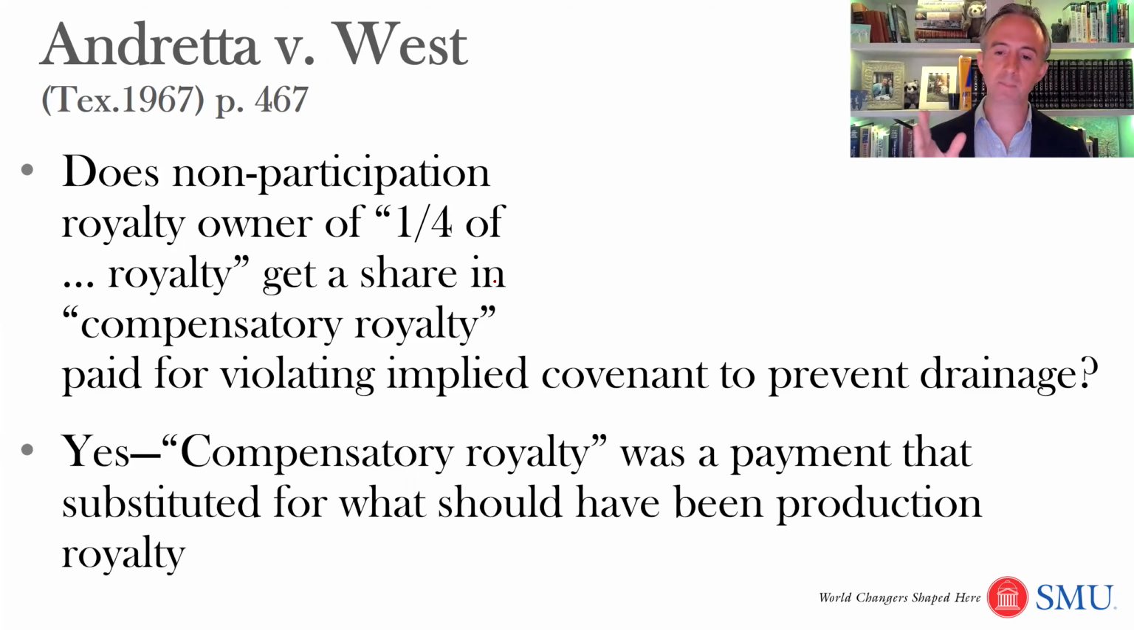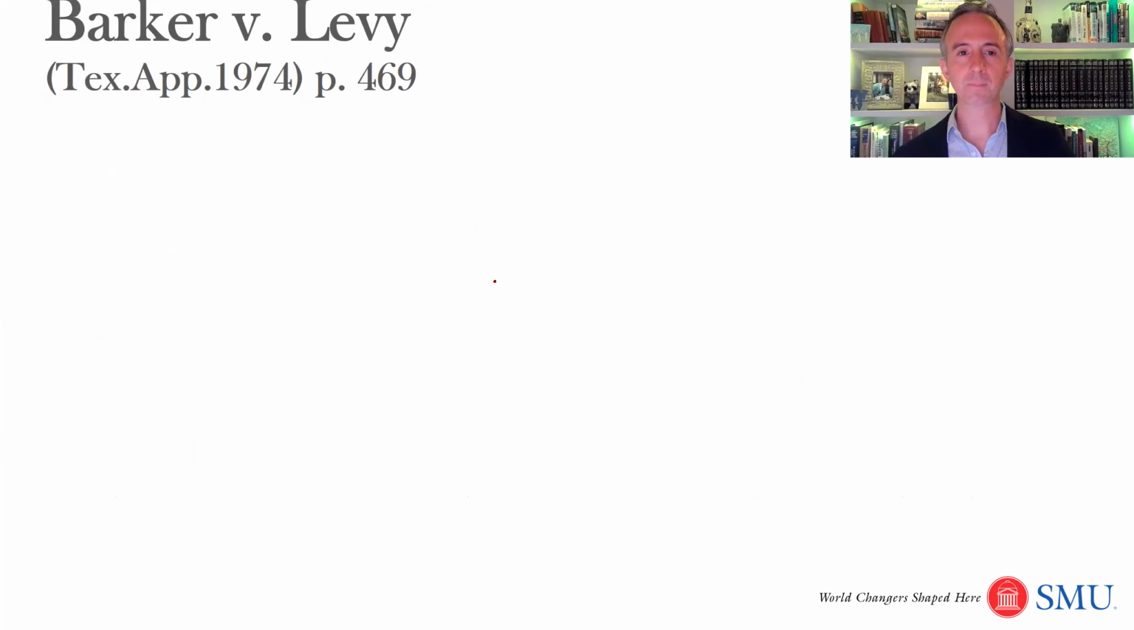Courts there said, yep, that was a payment that's subsidized for what should have been production. So the oil and gas company should have produced that oil, but instead it was drained off by somebody else. So when the oil and gas company gives you money for the royalty you missed out on, that 1/4 of that royalty goes to that non-participating royalty interest holder. So like the Harris in that scenario. Okay, now let's talk about the question of sometimes there's ambiguous language in a grant that could be a mineral interest or could be a royalty.